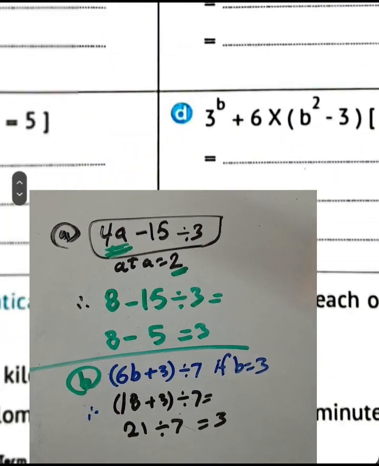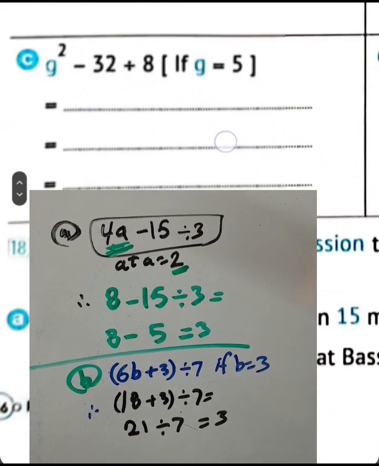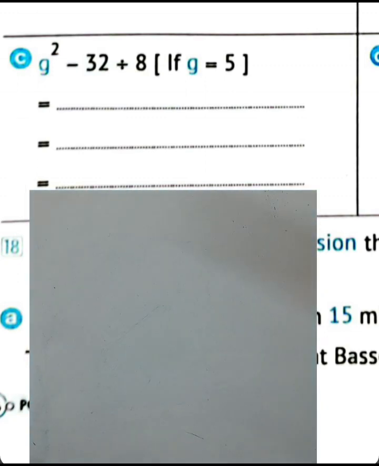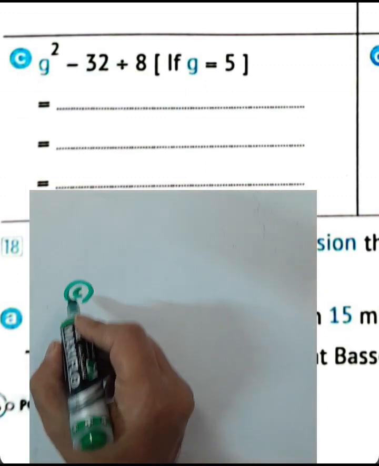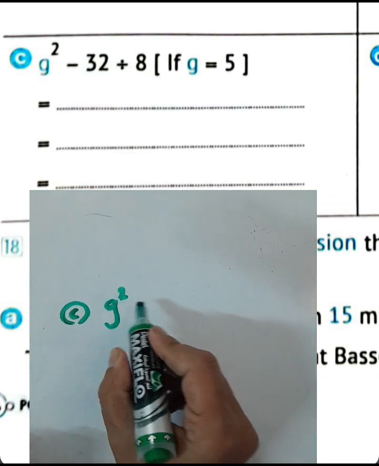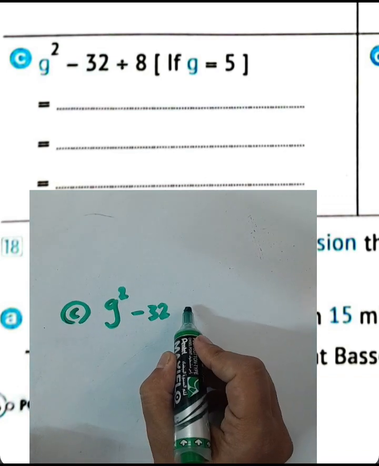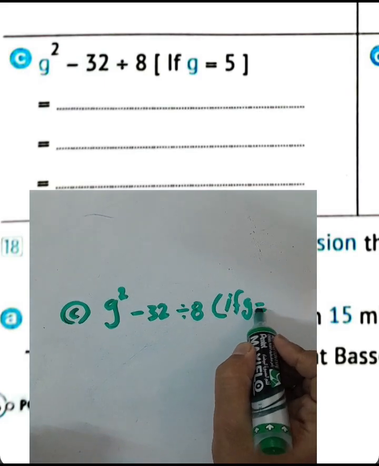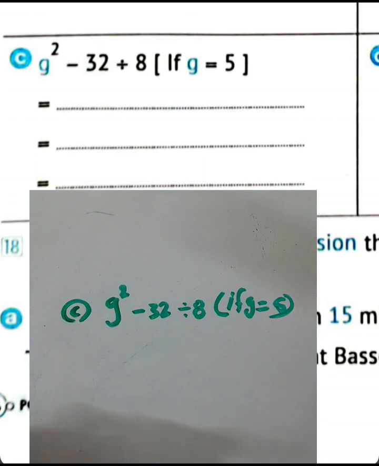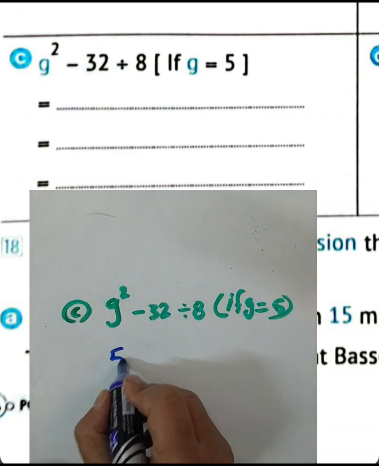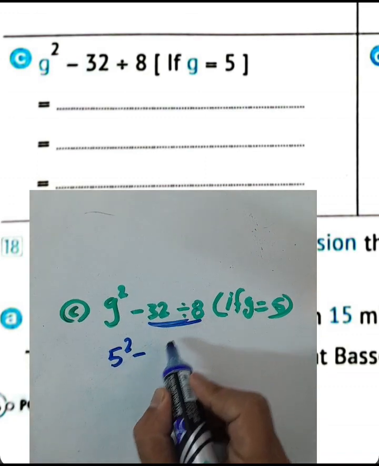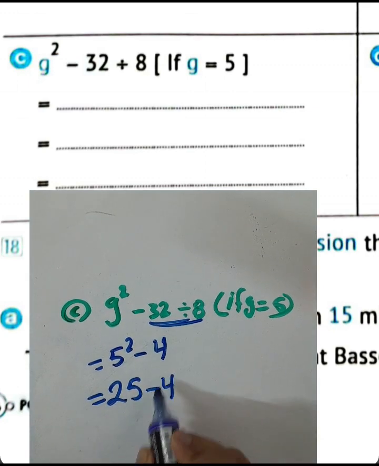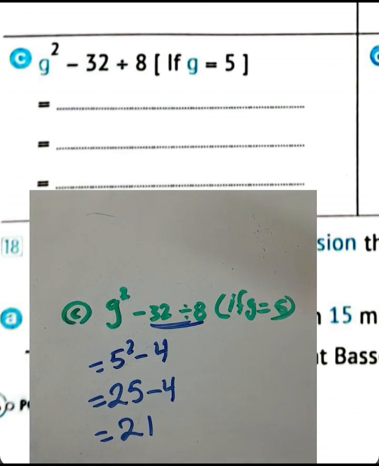Next question, letter C. We have j power 2 subtract 32 divided by 8, if j equal 5. Okay, put j here equal 5. It will be 5 power 2 subtract 32 divided by 8 equal 4. 5 power 2 it will be 25, minus 4, it will be 21. The result here will be 21.